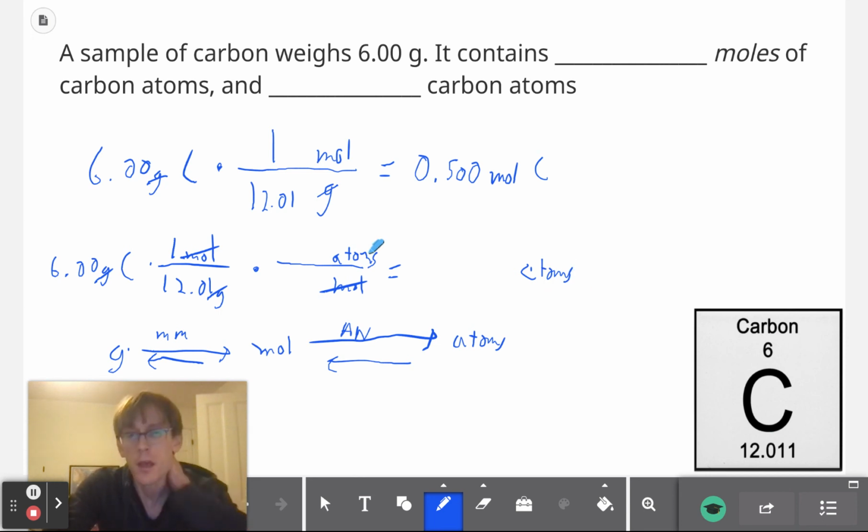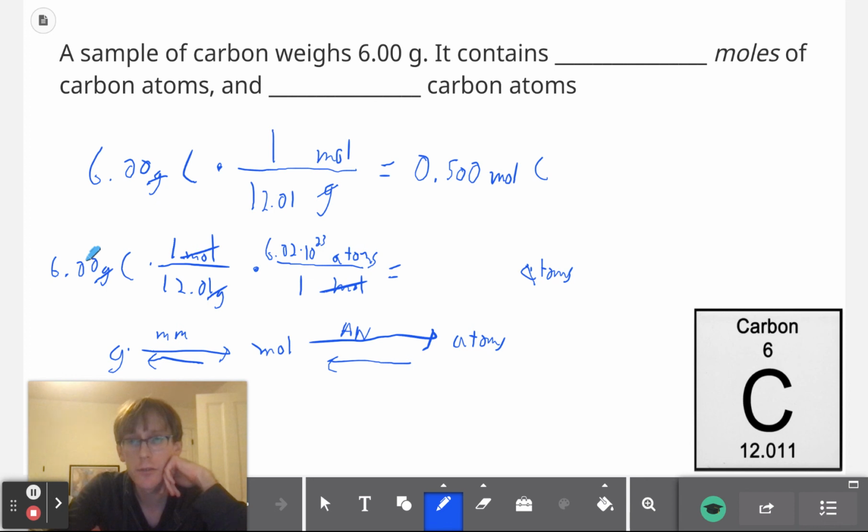Now, this last conversion factor is going to be Avogadro's number. We know that 1 mole contains 6.02 times 10 to the 23rd atoms. And notice all our units on this left side cancel out except for atoms. On the right side, there's only atoms, which is what we want. So we've set this up well.